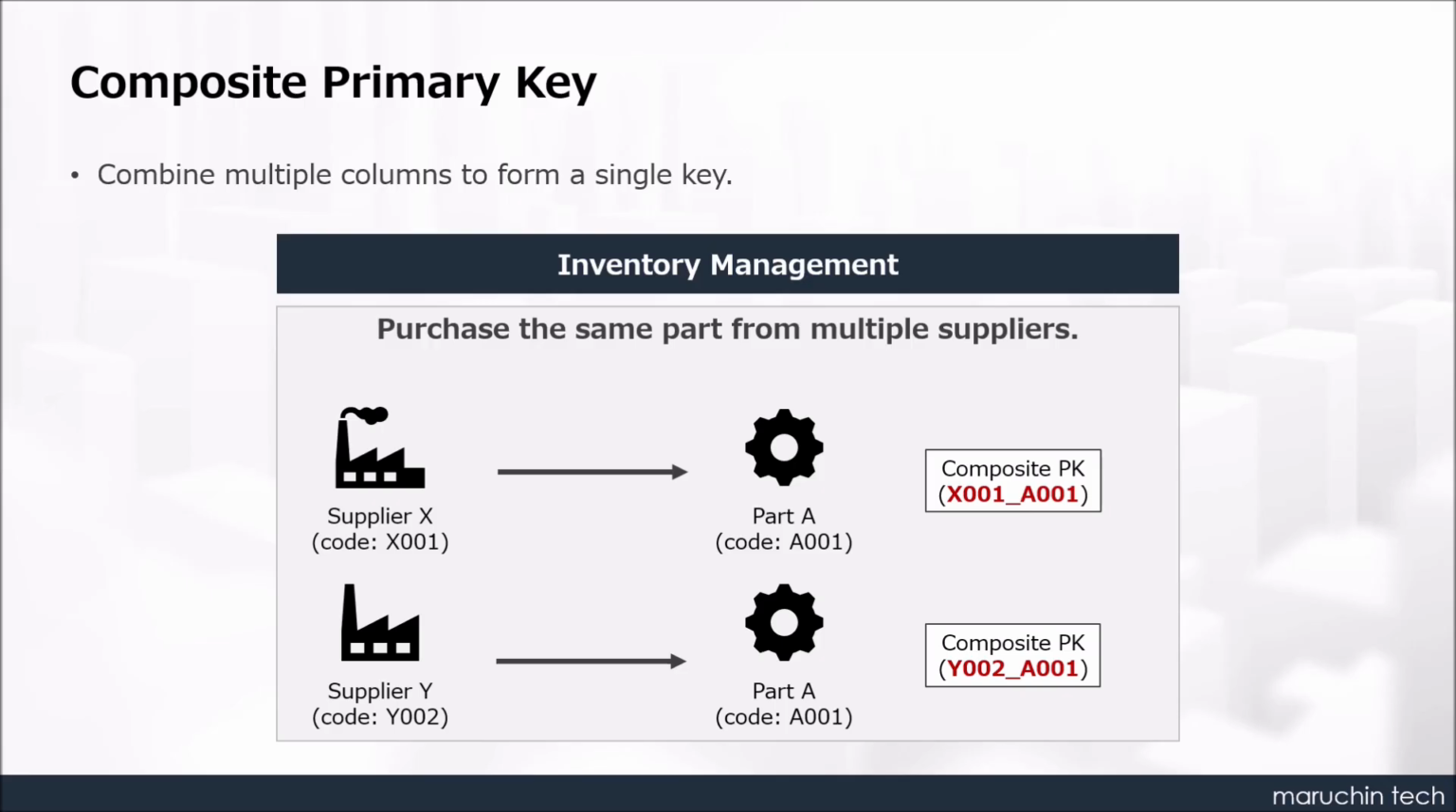For example, you might purchase the same part from multiple suppliers and need to manage their inventory separately. In this case, the part code alone is not enough to uniquely identify the specific inventory record. Therefore, we combine the part code and the manufacturer code to set them as a composite key.